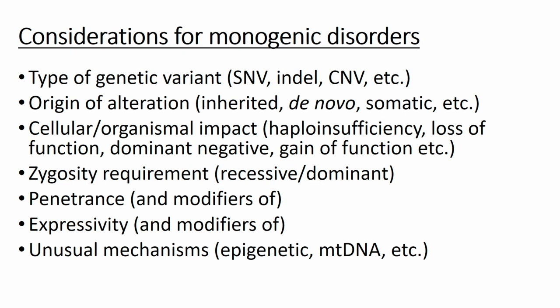We need to think about what is the cellular and organismal effect of those variants. Are they resulting in a haploinsufficiency mechanism disease, loss of function, dominant negative, gain of function, et cetera? Whether they require 2 alleles to be mutated or 1 in terms of the zygosity, the penetrance of those conditions and the modifiers of penetrance, the expressivity of those conditions, and even other unusual mechanisms that are also relevant. So these are all things that are affecting our ability to make a genomic diagnosis that need to be taken into account.